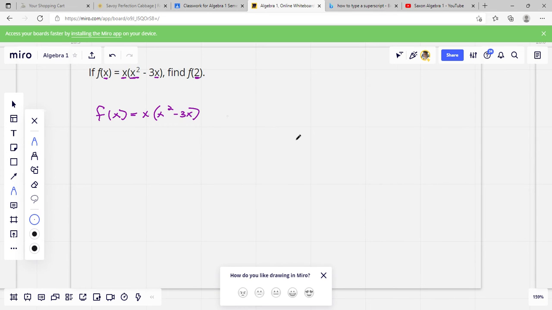and we need to find f of 2, so we can write it down here, f of 2 equals, and every time we see an x, we're just going to replace it with 2. So 2 times 2 squared minus 3 times 2, right? 3 times 2 would be 6, 2 squared would be 4, 4 minus 6 is negative 2, times 2 equals negative 4. Super easy, just like we've been doing. It's just the notation is different, right? So f of x.